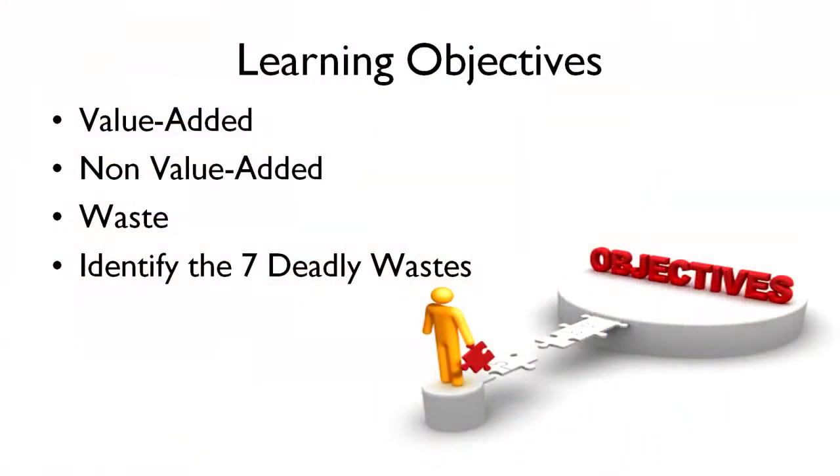Now, in this first module, we're going to get things started with an overview of the topic, where we'll learn what the 7 wastes are, allowing us to then build on this knowledge in later modules, where our focus will be on finding ways of eliminating all forms of waste. Specifically, by the end of this module, you'll know exactly what it means for an activity to be value-added, non-value-added, or waste. And you'll also be able to identify what are commonly referred to as the 7 deadly wastes.